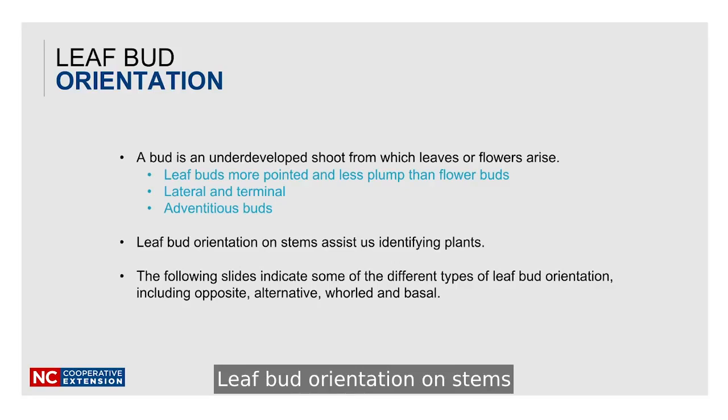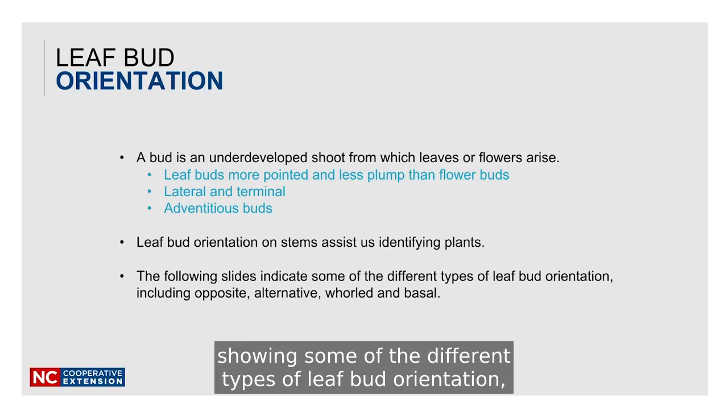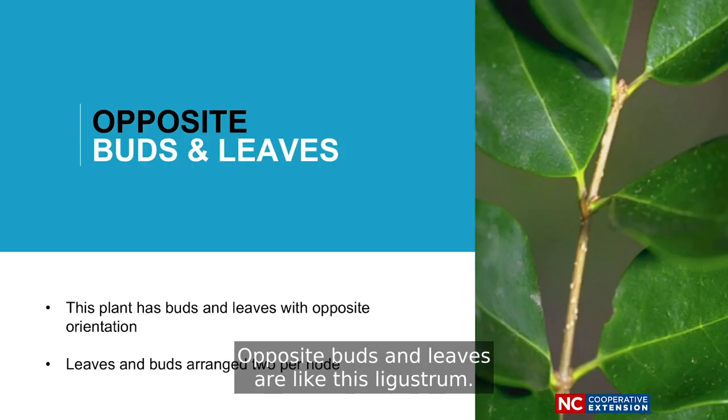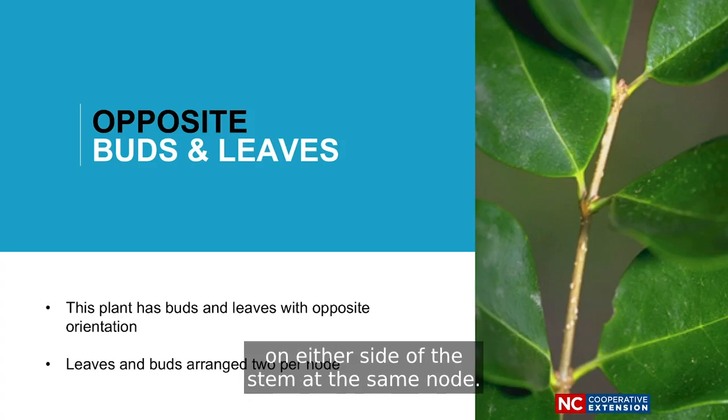Leaf bud orientation on stems can help us identify certain plants. So we're going to look at some of the slides here showing some of the different types of leaf bud orientation, including opposite, alternate, whorled, and basal. Opposite buds and leaves are like this ligustrum. This plant has buds and leaves that are opposite, and they essentially have two buds on either side of the stem at the same node.